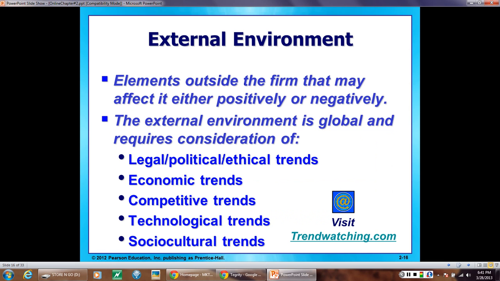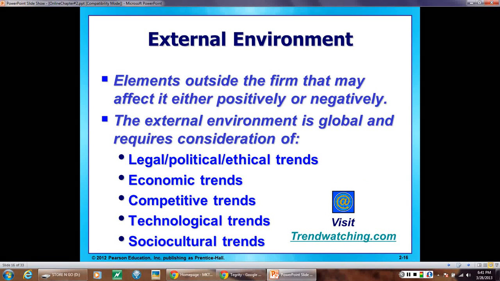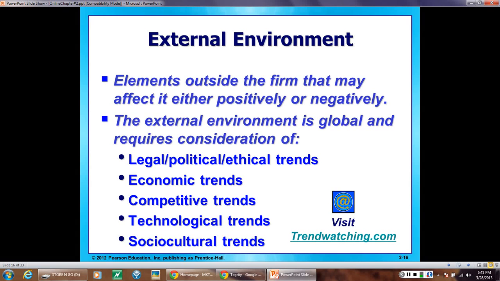Okay, your external environment. Now these are the pieces outside the firm that could hurt you or help you. And if you look at what these are, legal, political, ethical trends, look how those change all the time. Economic trends, if companies could have predicted and monitored the change in 2008, perhaps we would be in better shape today. Competitive trends, what are they doing? Technological trends, if you can keep up with that, I'd like to know how. And then social cultural trends. What's going on in the demographics of our market and of the country?